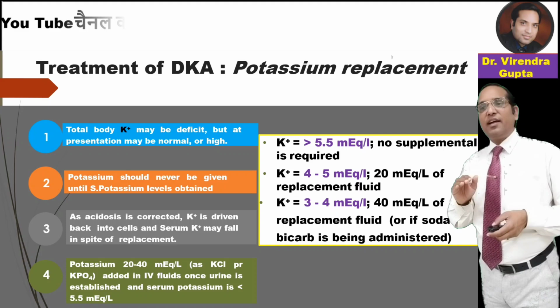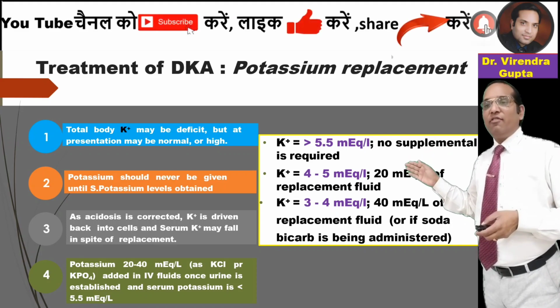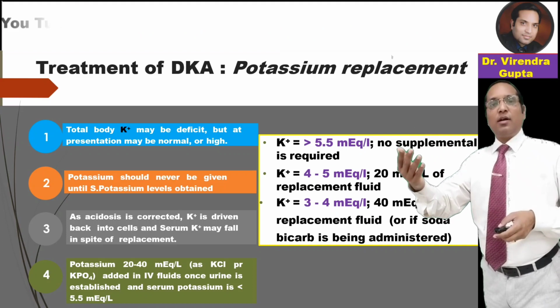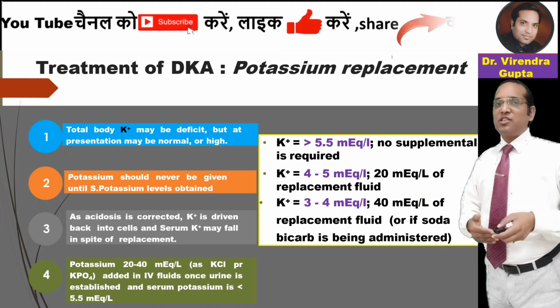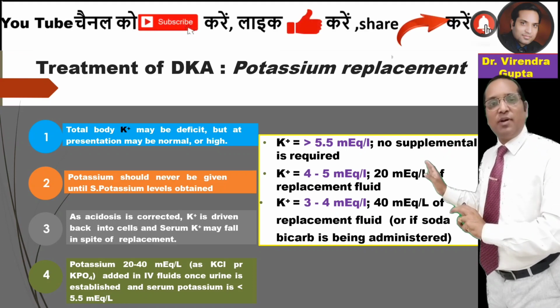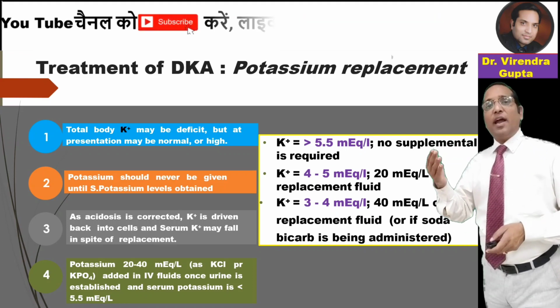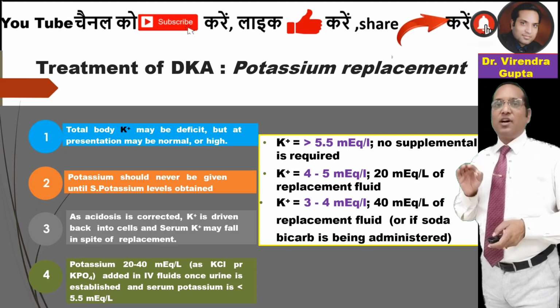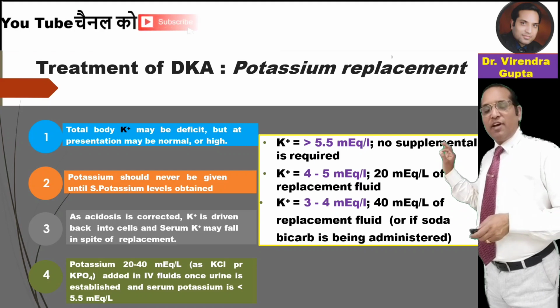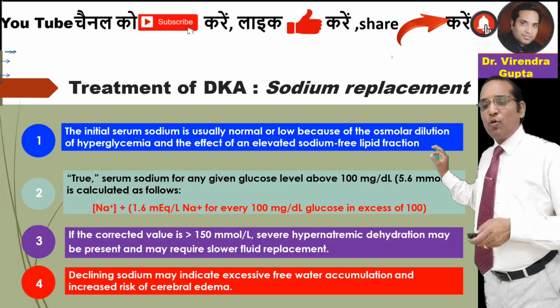4 milliequivalent per liter, 40 milliequivalent can be given in the replacement fluid, or if we are treating the acidosis with sodium bicarbonate, potassium replacement at the rate of 40 milliequivalent per liter of the replacement fluid. It may be increased up to 80 milliequivalent per liter if the serum potassium level is less than 3. So guys, it is very important to correct the hypokalemia.